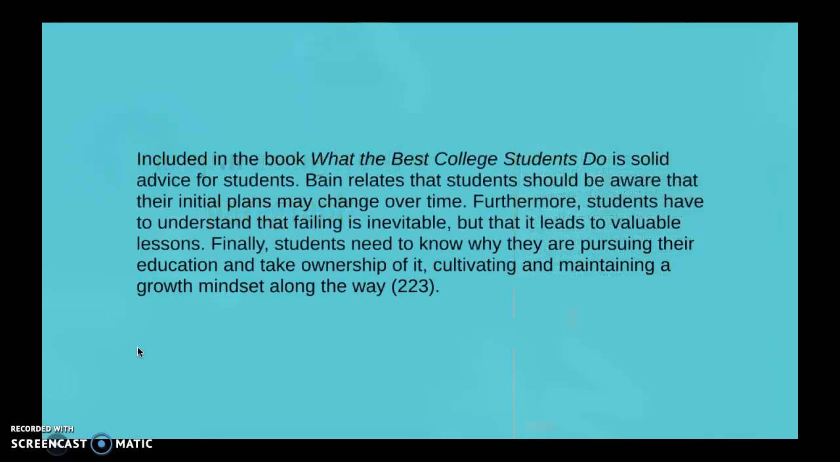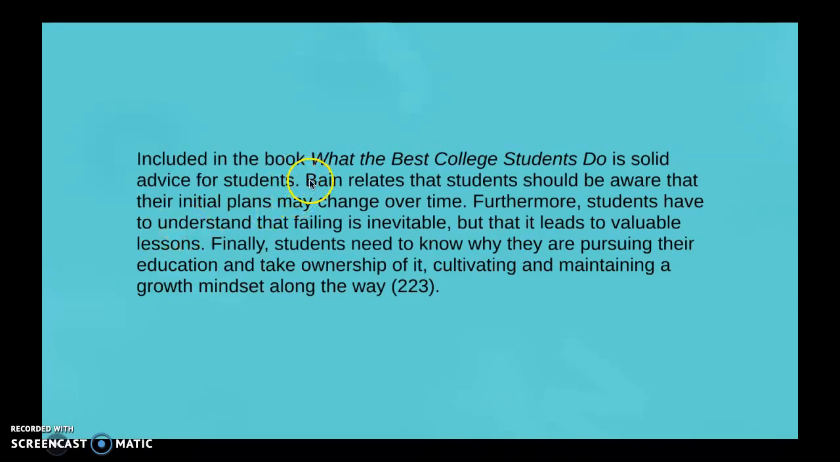Hopefully, there we go. Okay, so here's what I wrote from that paragraph to paraphrase it. Included in the book, What the Best College Students Do, is solid advice for students. Bain relates that students should be aware that their initial plans may change over time. Furthermore, students have to understand that failing is inevitable, but that it leads to valuable lessons. Finally, students need to know why they are pursuing their education and take ownership of it, cultivating and maintaining a growth mindset along the way.